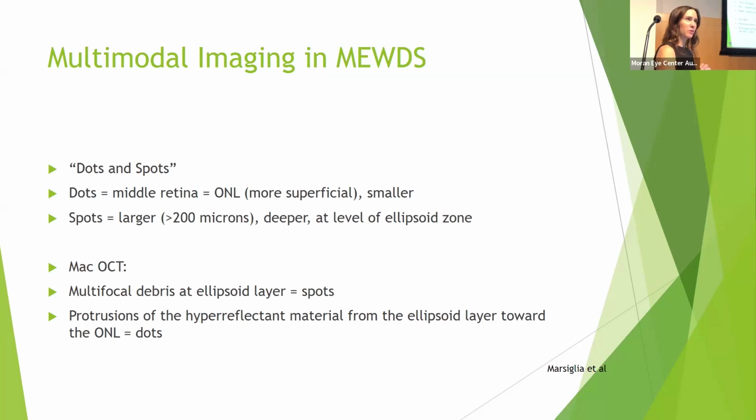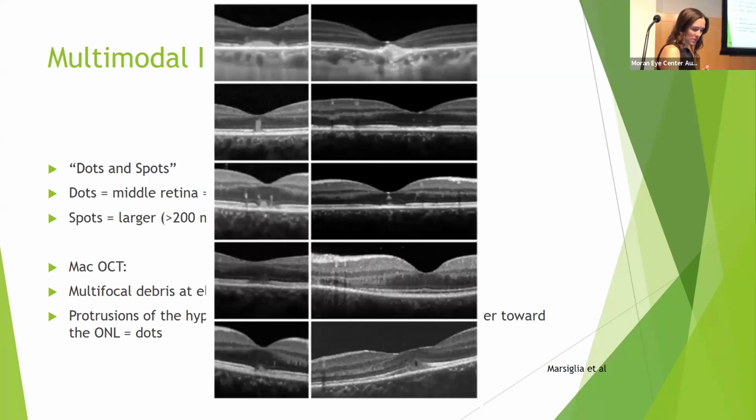A buzz phrase is this hyperreflective material resting on the RPE. And there can also be focal areas of decreased reflectivity of the photoreceptors and these protrusions of the hyperreflective material coming from the ellipsoid zone into the outer nuclear layer. In most cases, the RPE is intact, and this distinguishes it from multifocal choroiditis, which is also on the differential. In multifocal choroiditis, we do have disruption of the Bruch's membrane and the RPE with an accumulation of that hyperreflective material under the RPE.